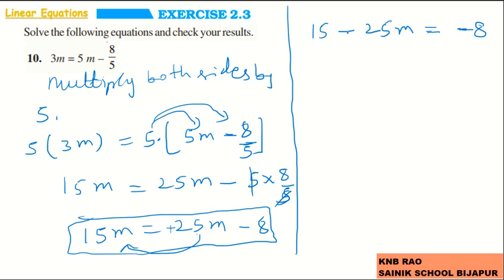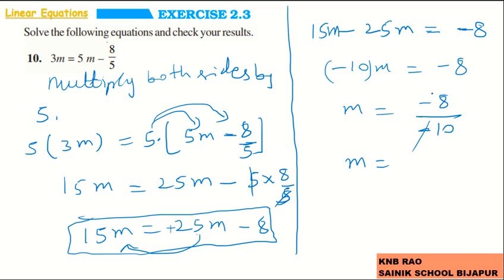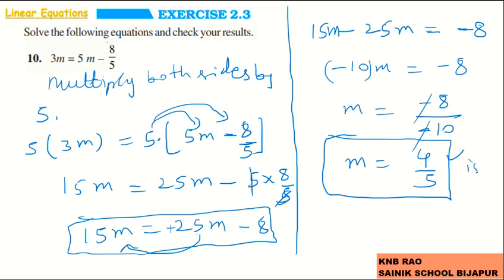So 15m minus 25m is minus 10m, which equals minus 8. This minus 10 is a multiplicand. If it goes that side, it does division. So minus 8 by minus 10, negative negative cancels, 8 by 10 is 4 by 5. So the value of m is 4 by 5, which we call the solution. Students, I expect you to do checking on your own even in this question.